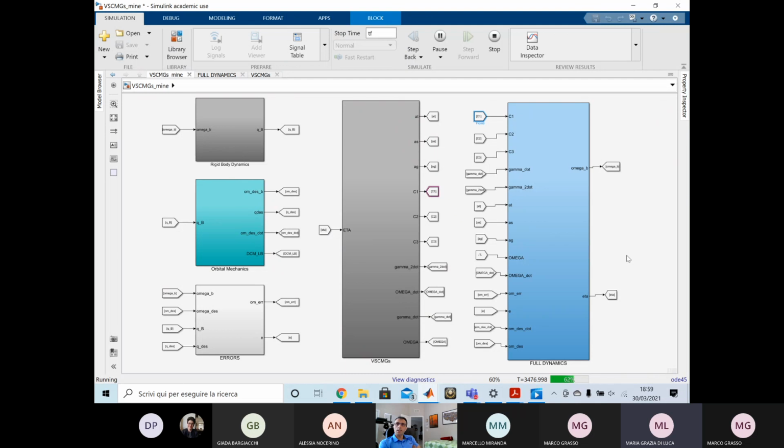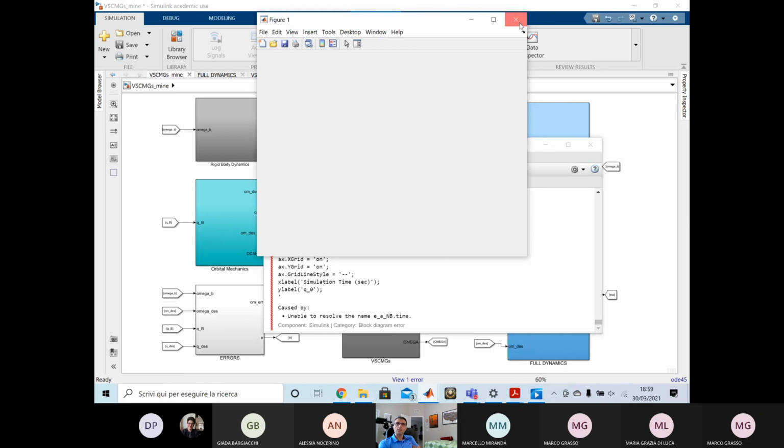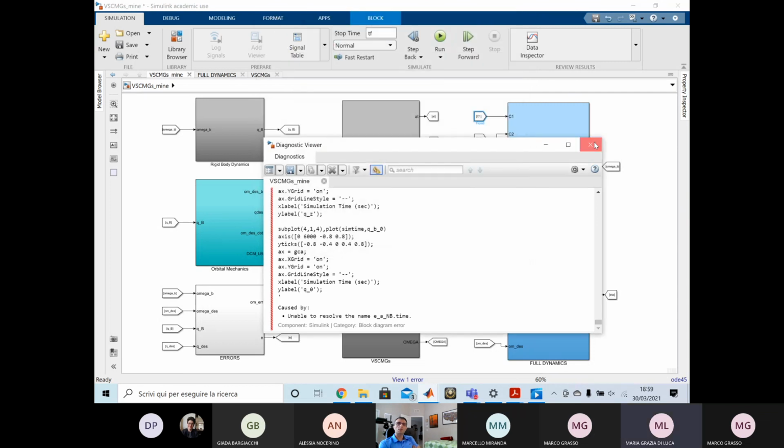Okay. I think now that you know how to put a breakpoint and look at variables step by step, maybe it's worth going through that exercise. Oh, it's not plotting. Okay, that's fine.